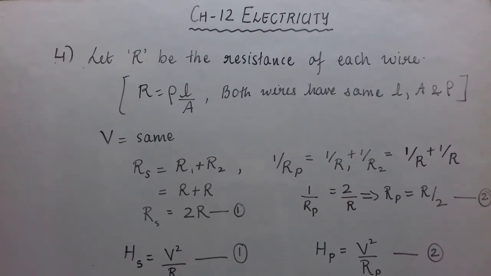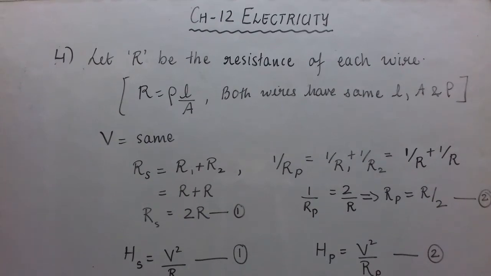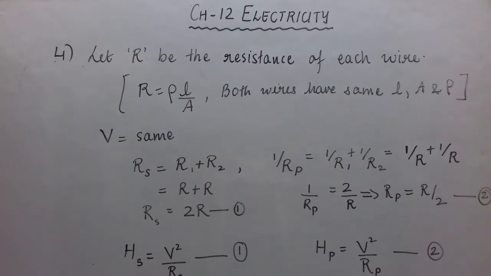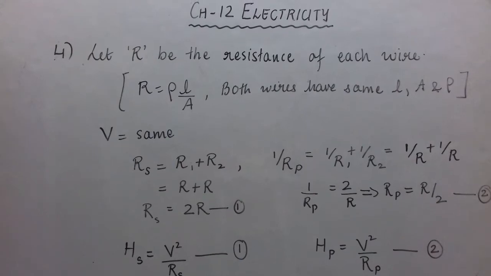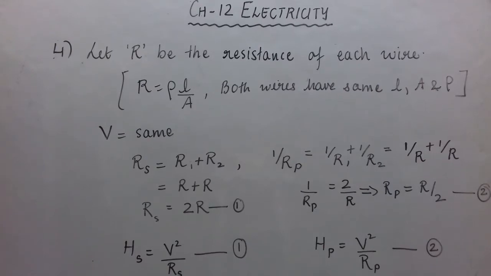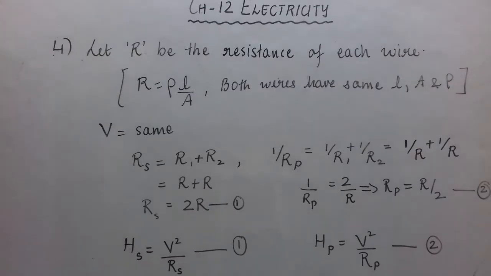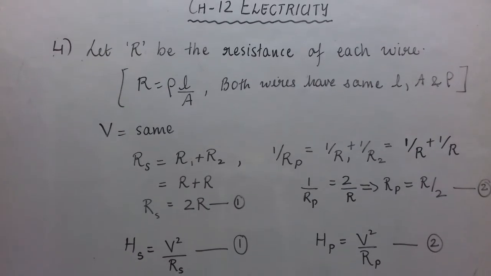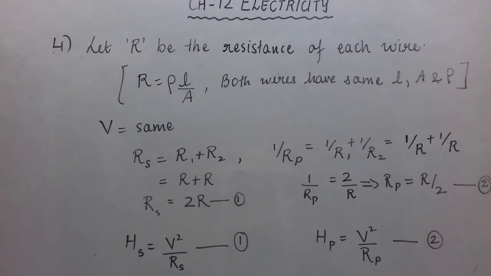Now the fourth question is, two conducting wires of the same material and of equal lengths and equal diameters are first connected in series and then parallel in a circuit across the same potential difference. The ratio of heat produced in series and parallel combinations would be.